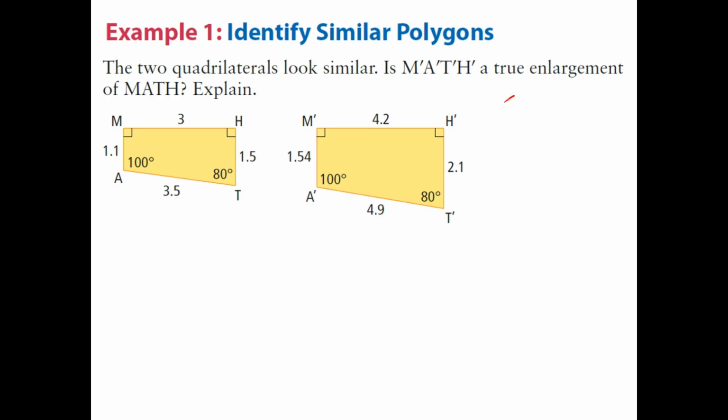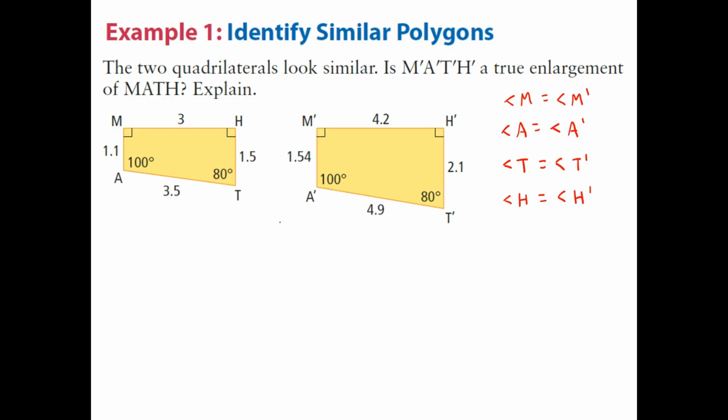So I'm going to write that down. Angle M equals angle M prime. Angle A equals angle A prime. Angle T equals angle T prime. And angle H equals angle H prime. All of these angles are equal to each other.